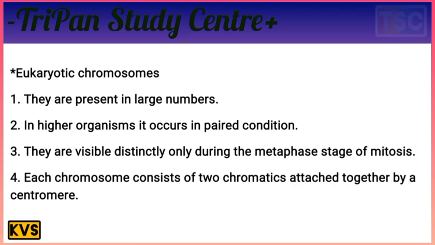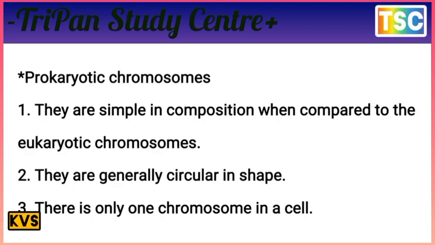That's important. And now the prokaryotic chromosome. They have a simple inner composition when compared to the eukaryotic chromosome. And the next, they are generally circular in shape, and there is only one chromosome in a cell. That's important.